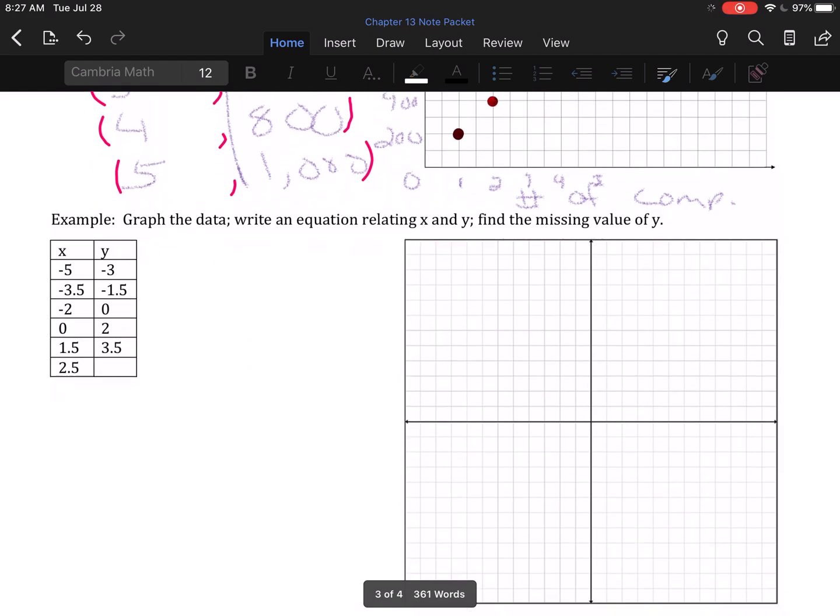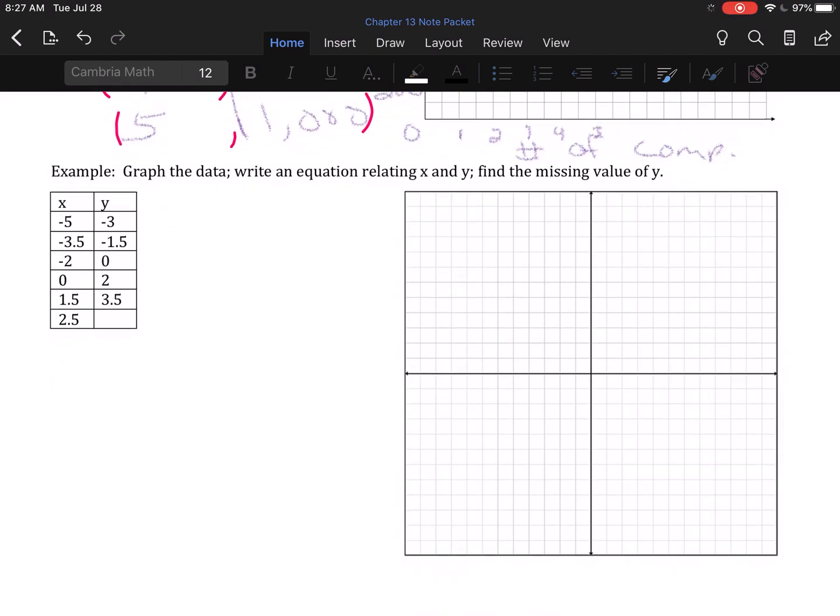Example: graph the data, then write an equation that relates x and y, and then find the missing value of y. So this is taking what we're doing right now, graph the data, what we did last chapter in chapter 12, write an equation relating x and y and find the missing value of y. This is just combining chapter 13, lesson 2, with chapter 12, lesson 2.